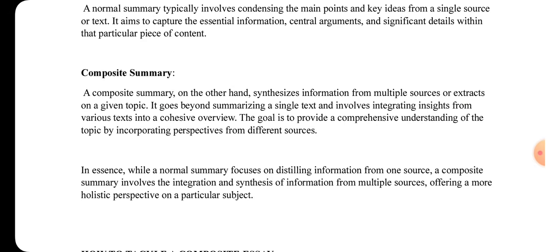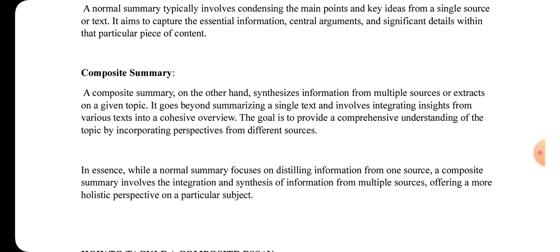So you synthesize information from multiple sources or extracts on a given topic. It goes beyond summarizing a single text, and it involves integrating insight from various texts into a cohesive overview. The goal is to provide a comprehensive understanding of a topic by incorporating perspective from different sources.